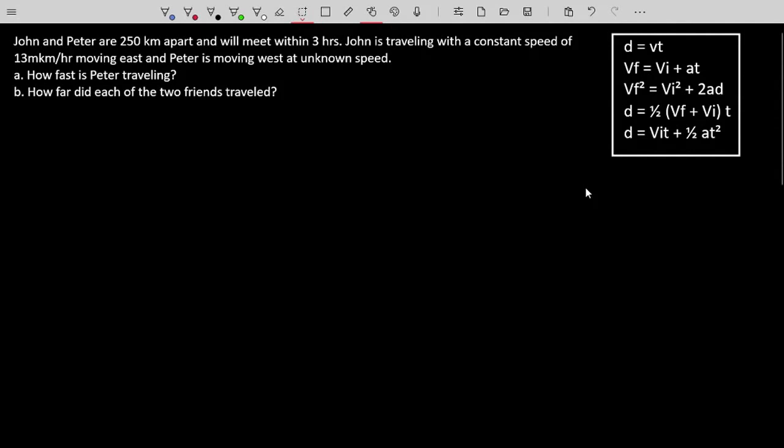Now, let's try to visualize it first. This should be your Peter, and this should be your John. And they are actually 250 kilometers apart.